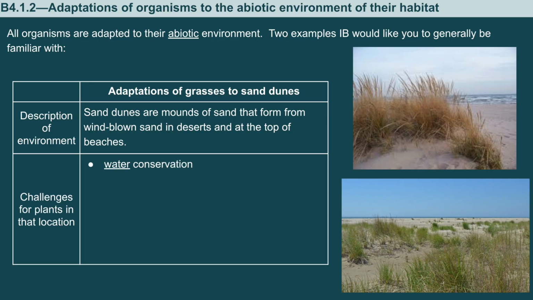Let's look at some challenges for plants that live on sand dunes. First up, water conservation. We know if you're in a desert, you're going to have very low levels of precipitation. And if you're on a coastline, you've got all of this salt water from the ocean and much less fresh water. Plus, it's a sandy environment, and so water is not going to be retained as well in sand as it would be in soil. All of the holes between the sand particles are going to allow for water to drain out.